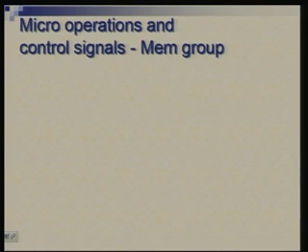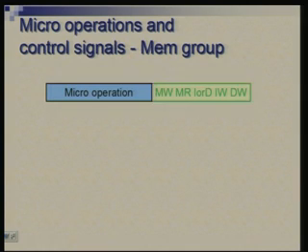Now, let us look at operations which revolve around the memory. The relevant signals here are memory write and read control signals. This I or D, instruction or data, signal decides what is the source of address for the memory, and these 2 signals decide where we keep the things coming out of the memory when we are reading from memory.